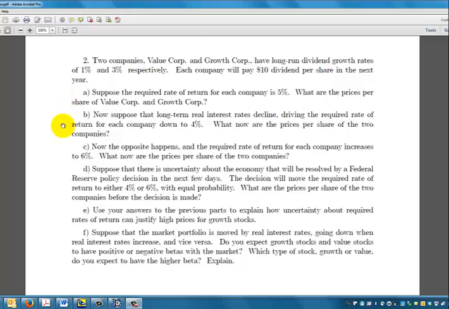Part B asks you to see what happens if long-term real interest rates decline so that the required rate of return goes from 5% to 4%. Part C is the opposite, what happens if rates of return go up to 6%.